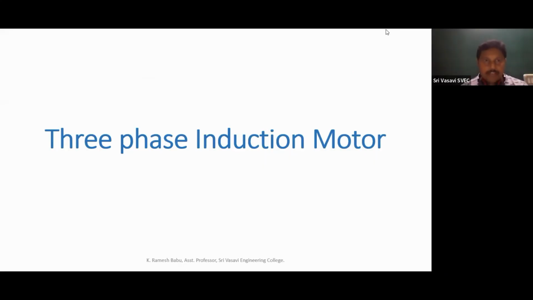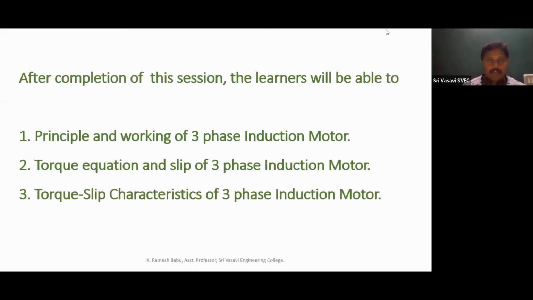Today we will discuss three-phase induction motor. After completion of this session, the learners will be able to understand the principle and working of three-phase induction motor, understand torque equation and slip of three-phase induction motor, and torque slip characteristics of three-phase induction motor.